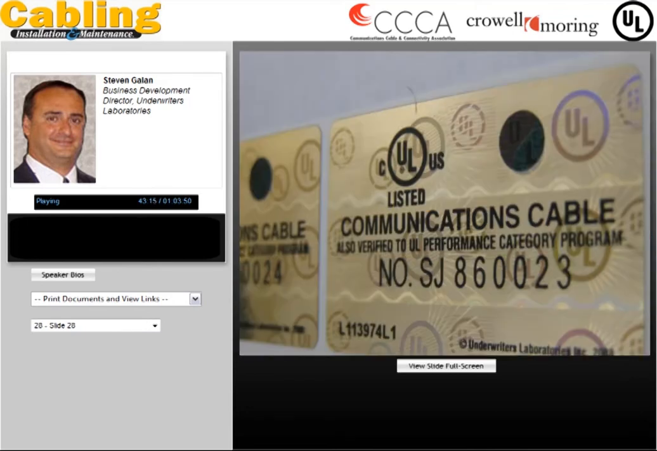But first, I just want to show you a label which is both listed for safety and verified for performance. Remember in an earlier slide we showed the surface printing for both a listed and verified cable. You should make sure that if the cable is surface marked with the verification reference to UL, then this label must be used. You can see in the center, it not only says communications cable, it says also verified to UL performance category program. If the cable is listed by UL but not verified by UL, then the previous label is the one that should be used.